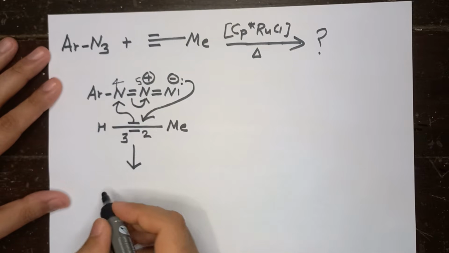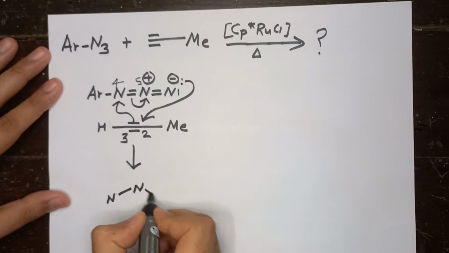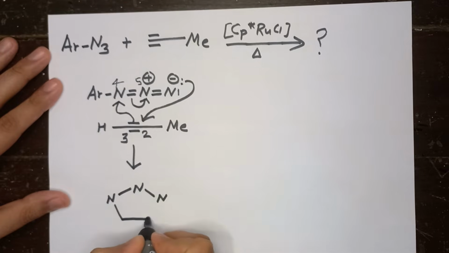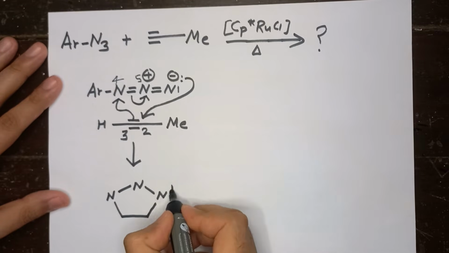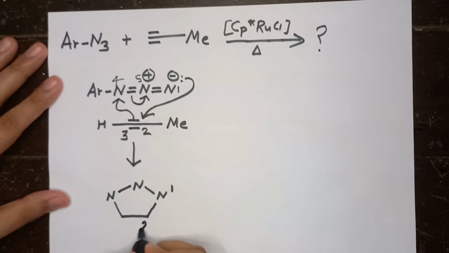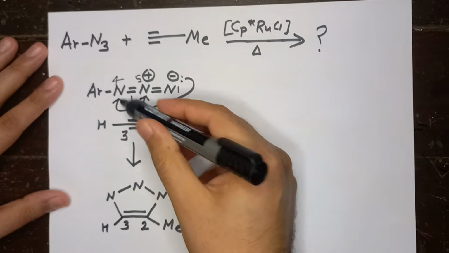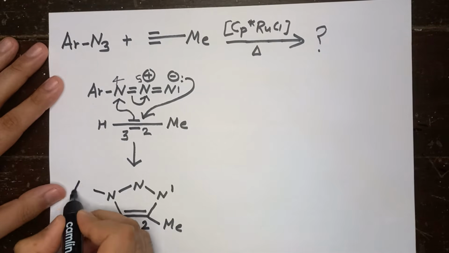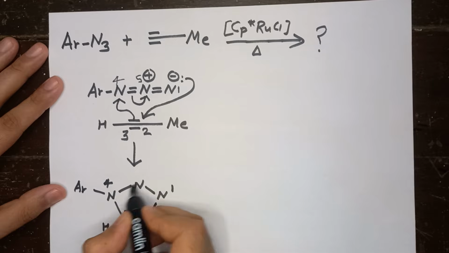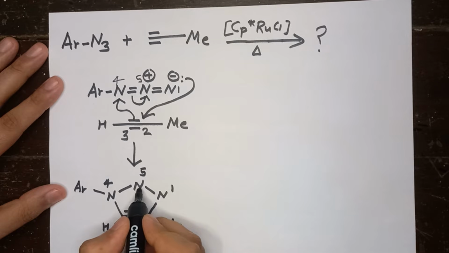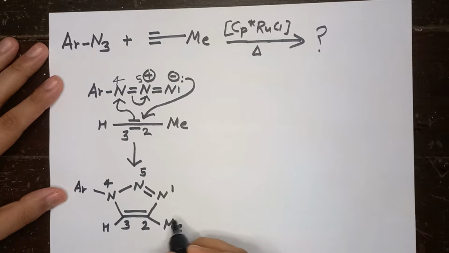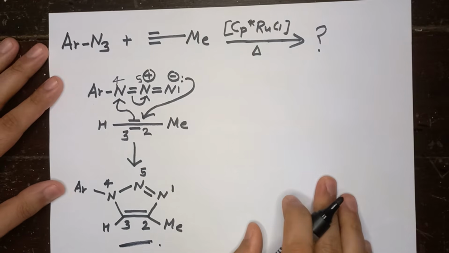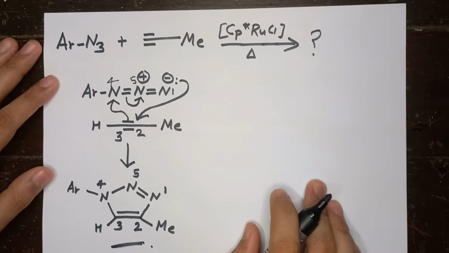So the product will be, first you form a triazole ring. This is my nitrogen number 1 bonded to carbon number 2 which has this methyl group, which is doubly bonded to carbon number 3 which has a hydrogen. 3 is bonded to nitrogen number 4 which has an Ar group. 4 is singly bonded to nitrogen number 5 and nitrogen number 5 is doubly bonded to nitrogen number 1. So this is the product for this reaction. But here's a twist.